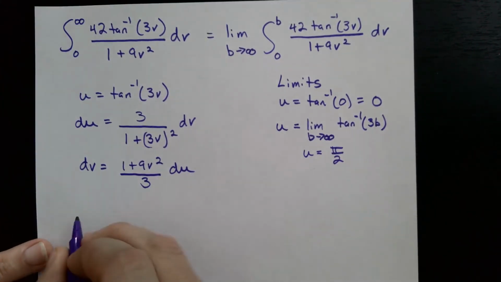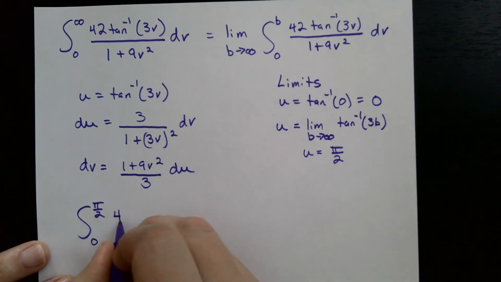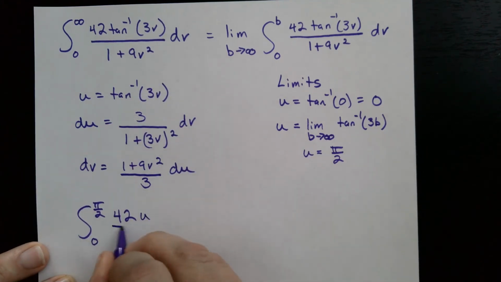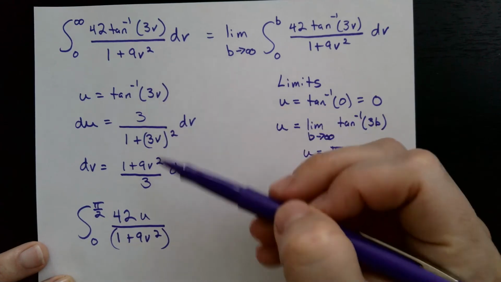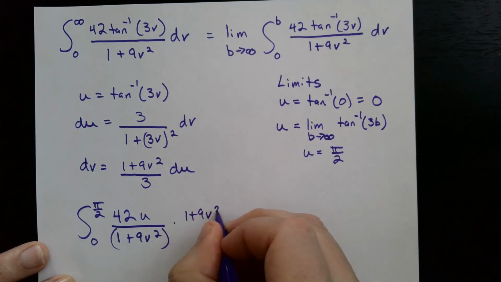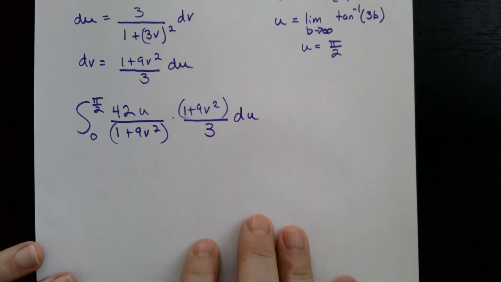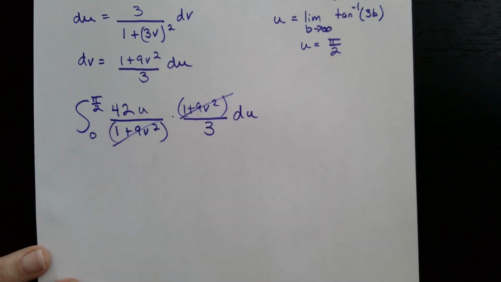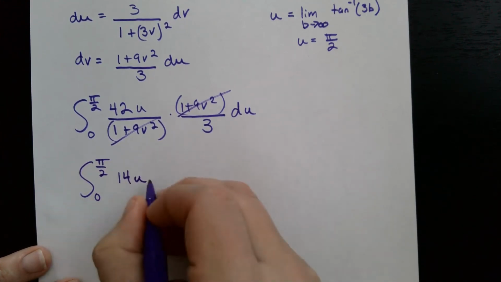So now I can rewrite the integral from 0 to pi over 2. I've still got the 42 there, and then the tan inverse of 3v is my u. The bottom is 1 plus 9v squared still. And now, in place of dv, I'm going to write all this stuff, because I solved it for dv, so I'll substitute that in. So times 1 plus 9v squared divided by 3 du. Obviously we got some things that are going to reduce here. So this reduces, and then 42 divided by 3 is 14. So I get the integral from 0 to pi over 2 of 14u du.